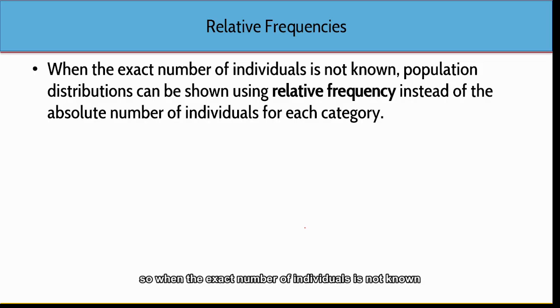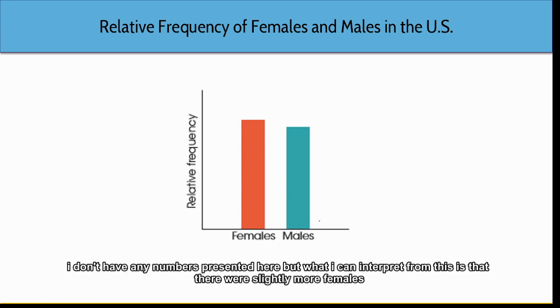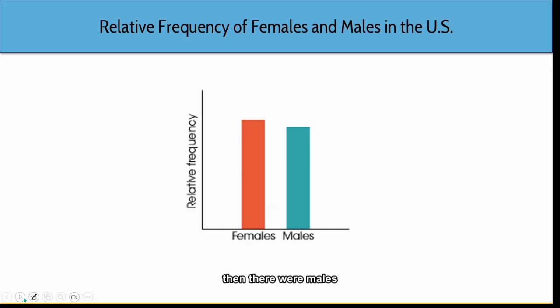So when the exact number of individuals is not known, we use a population distribution that can present relative frequency instead of the absolute number. So here's an example of relative frequency. I don't have any numbers presented here, but what I can interpret from this is that there were slightly more females than there were males.